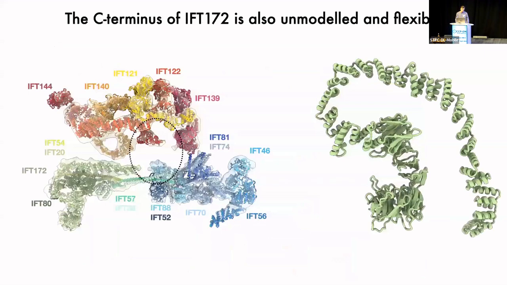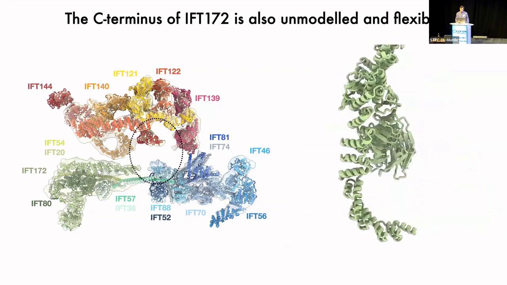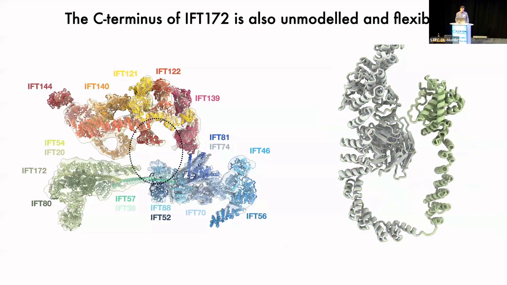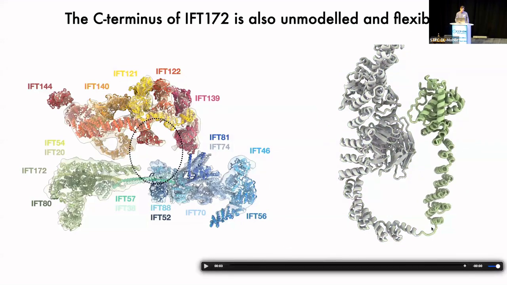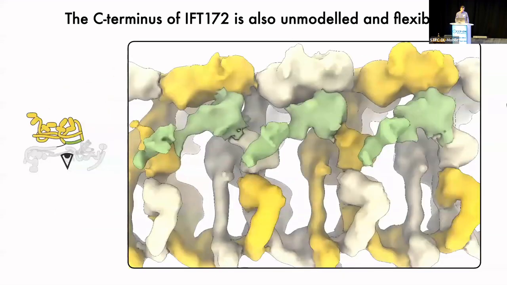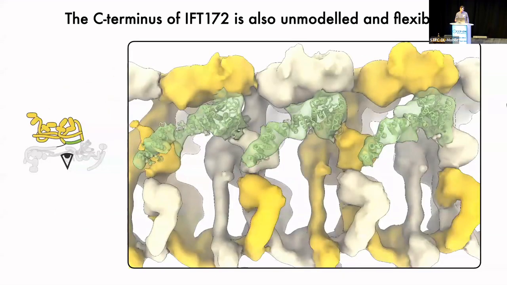So again, we thought about what this could be. Again, in this region there is a large unmodeled and flexibly bound domain. This is the modeled region of IFT172 versus the original AlphaFold prediction. We have this big C-terminal domain with a nice flexible linker region here. When we look in our density, it corresponds very nicely to the density that we see. So this is what we think is going on to keep IFTA and IFTB tethered.